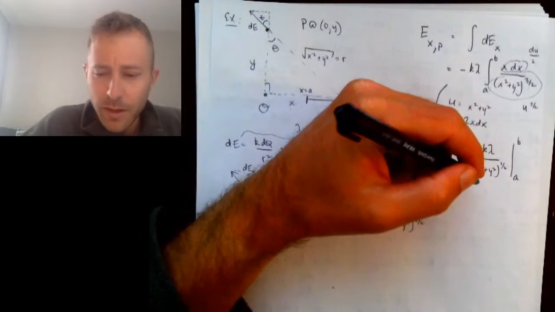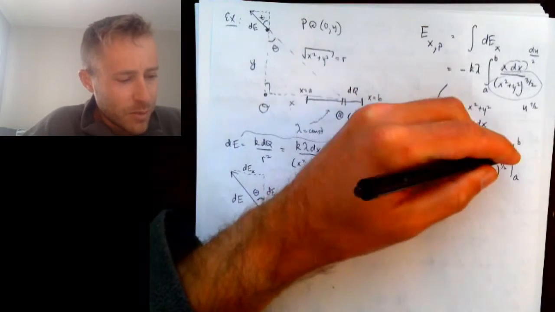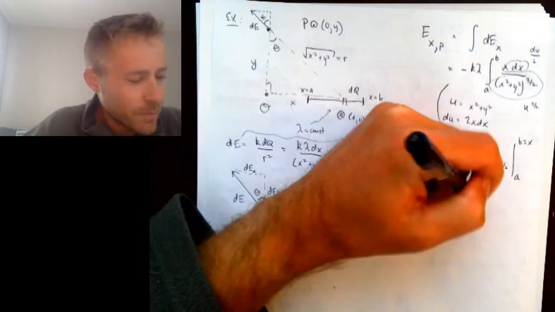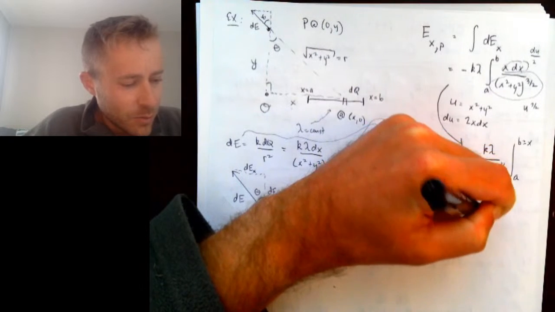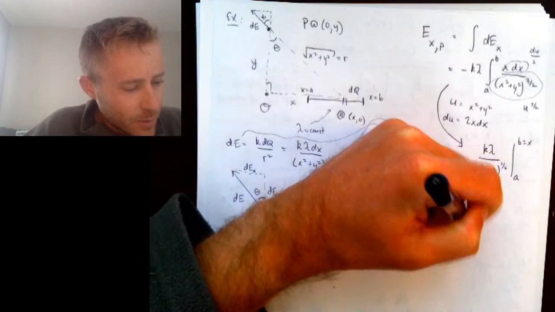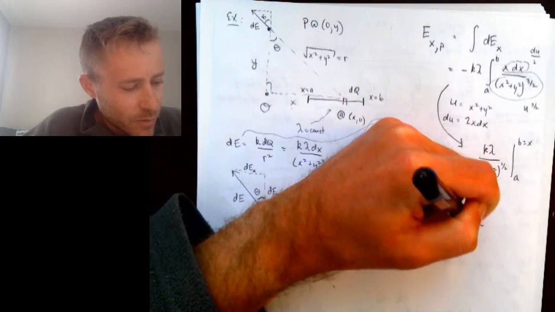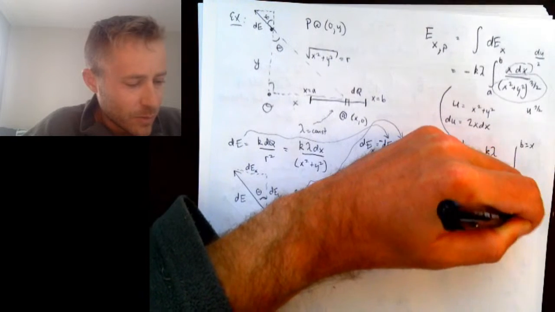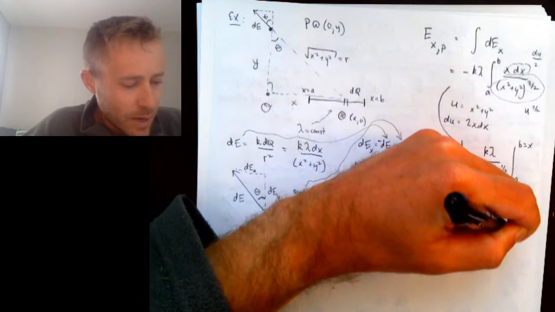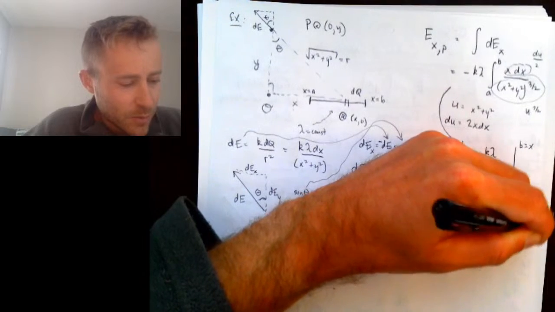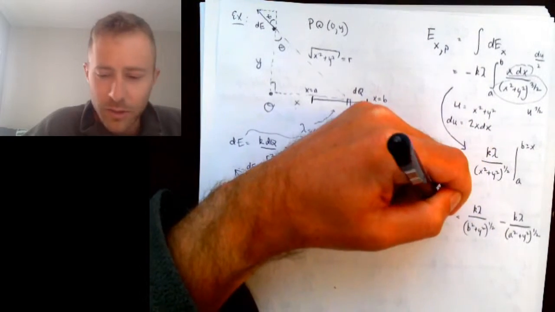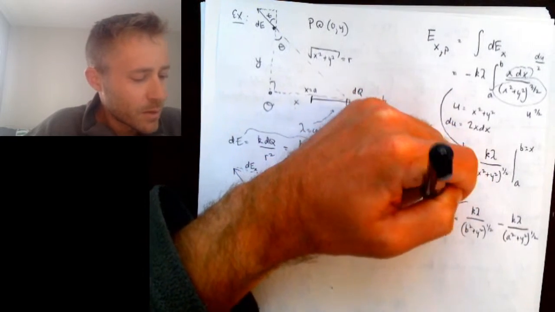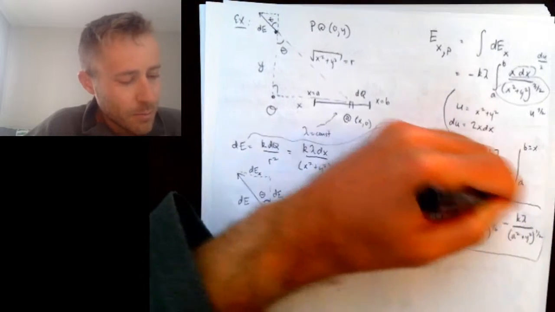So now doing the evaluation, I plug in b for x, and then I plug in a for x, and I subtract them. So you get k lambda over b squared plus y squared to the 1/2 minus k lambda over a squared plus y squared to the 1/2. And that is the x component of the electric field at point P. Boom.